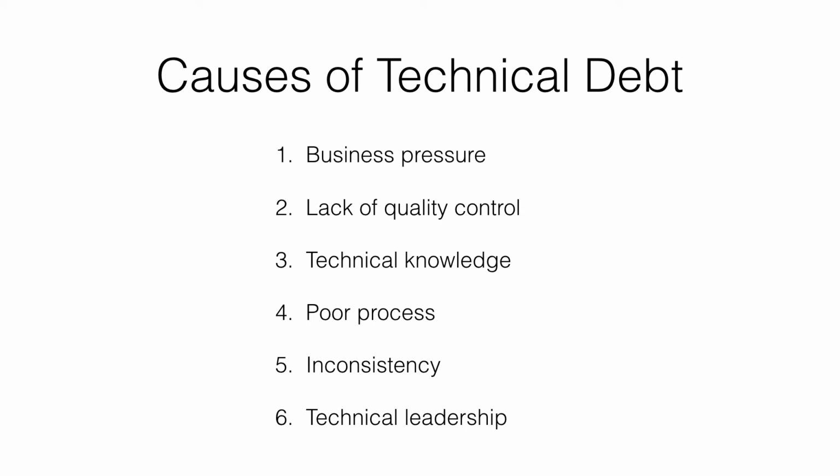Fourth one is poor process or lack of process awareness. Fifth one is inconsistencies, so inconsistencies in approaches between developers or in different parts of the code base. And finally, technical leadership, so lack of someone with the right technical experience but also authority that has the ability to have an overview of all the systems that you've got going on.